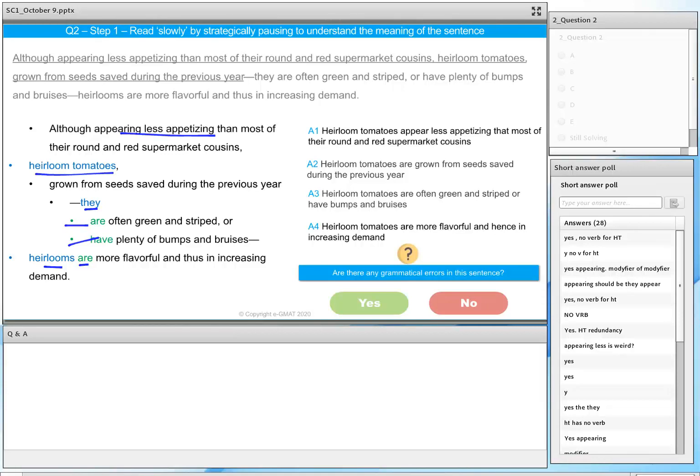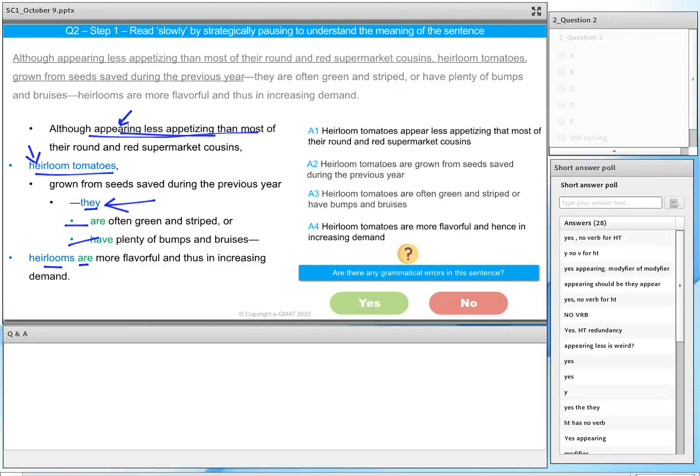It's absolutely right. You can definitely say although appearing less appetizing, because essentially appearing is acting as a verb-ing modifier here, which is modifying the noun heirloom tomatoes. And when we add although to it, we add that contrast to this aspect of the sentence. So no problems with the usage of although appearing less appetizing. The real problem with the sentence is that heirloom tomatoes does not have a verb. This subject does not have a verb. That's the only problem.